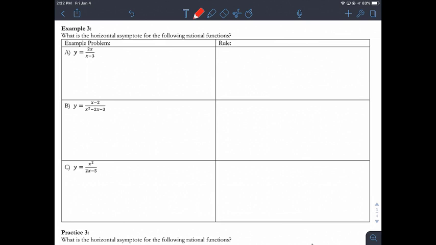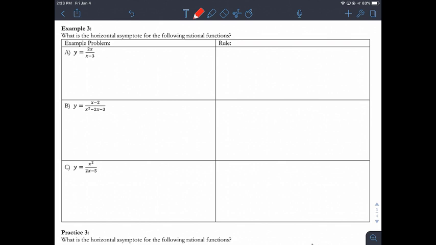All right, the last example gives us a set of rules we need to follow. It asks, what are the horizontal asymptotes for the following rational functions? So we've got three cases here, and I'm going to discuss each one by describing the rule first and then showing you how it works in the problem. So in problem A, the only thing that's important is the leading terms. So the only thing I'm going to look at here is this 2x and this x. I'm not going to look at that minus 3 at all. It has no bearing on our horizontal asymptote.